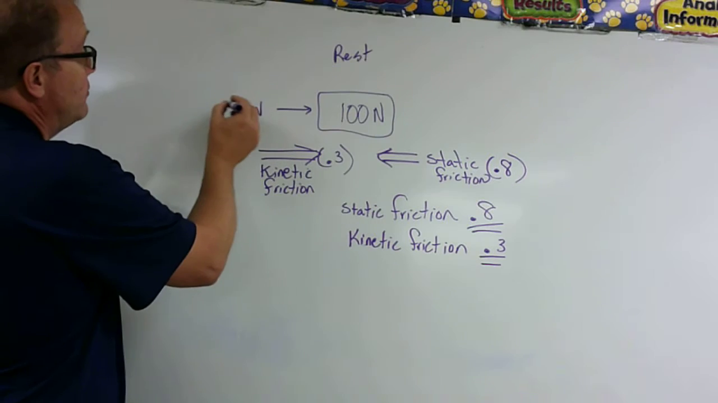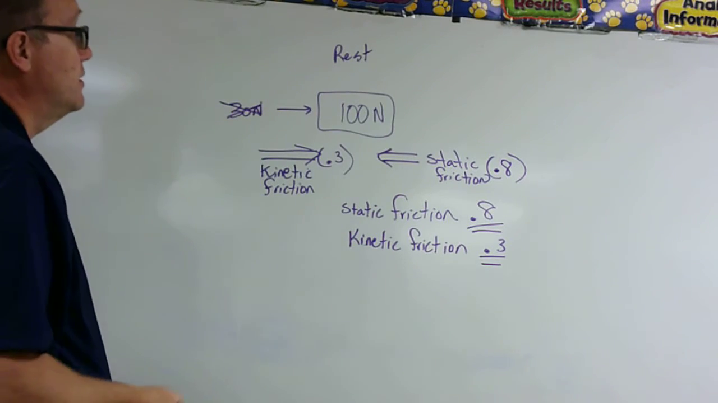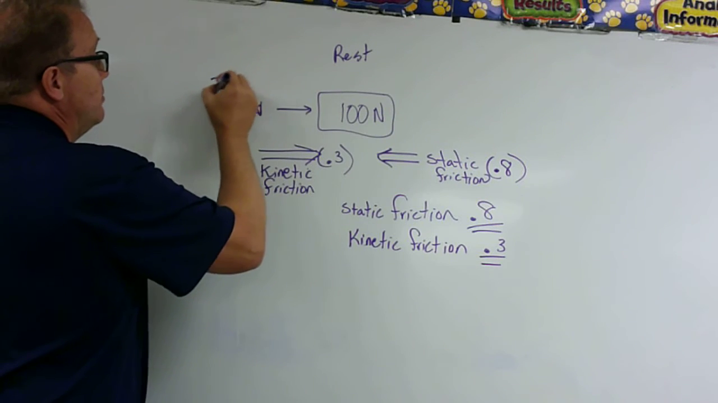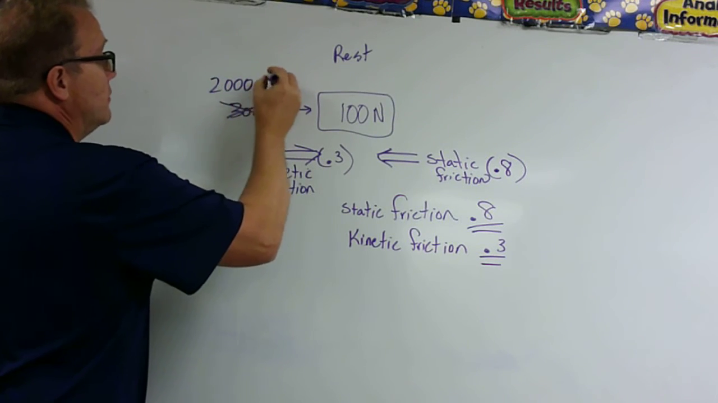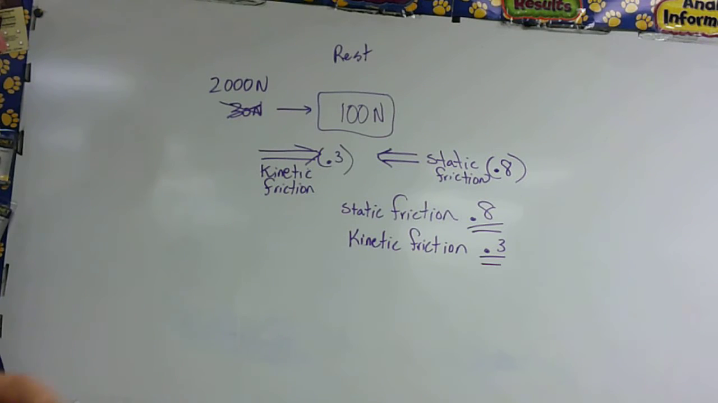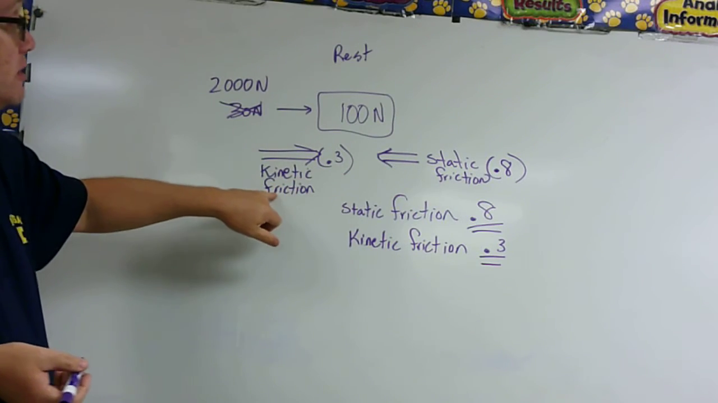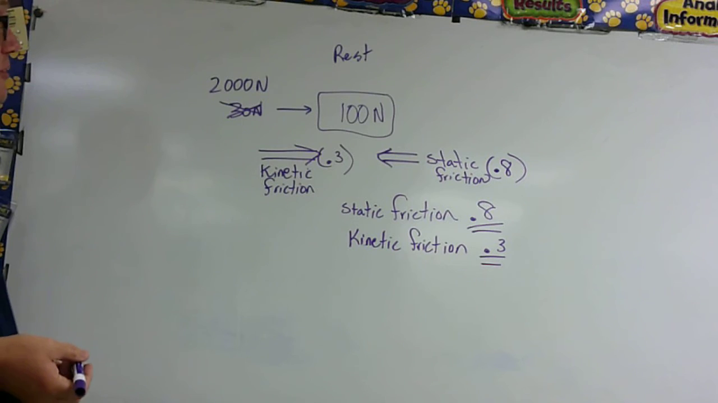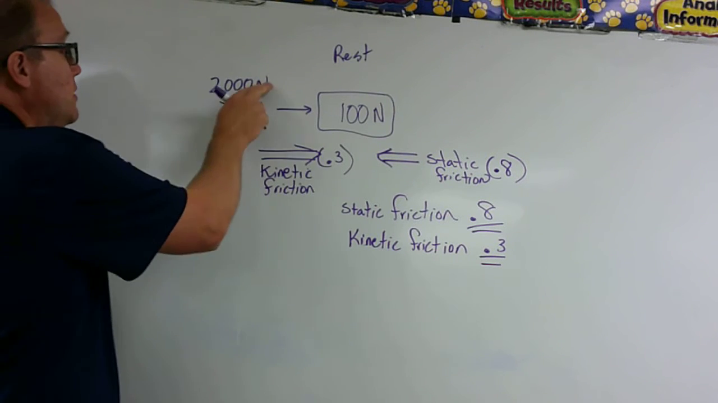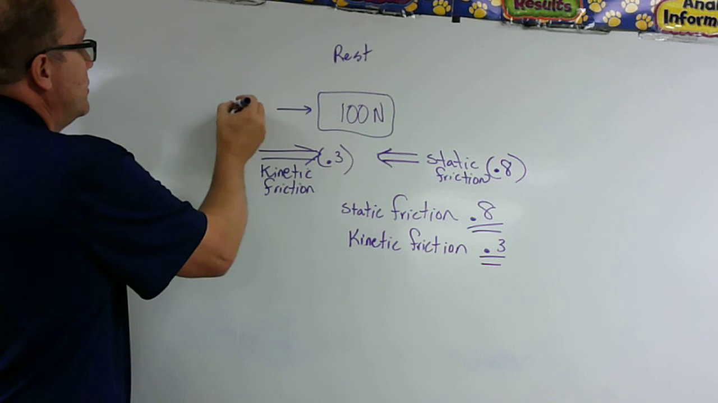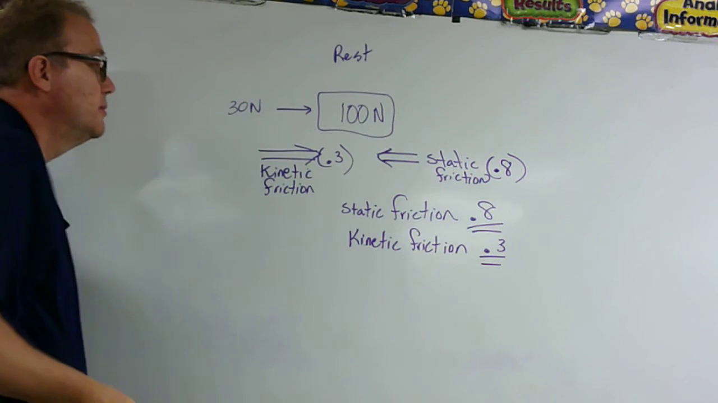Now what I would have to do in order to make this thing move is put a ton more force into this thing, maybe 2,000 newtons. Maybe then I will actually get the thing to start moving, because now I can overcome the static friction along with my kinetic friction. But at this point here, 30 newtons, it won't work.